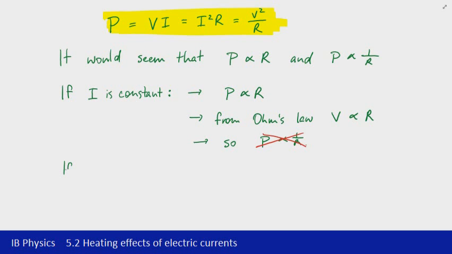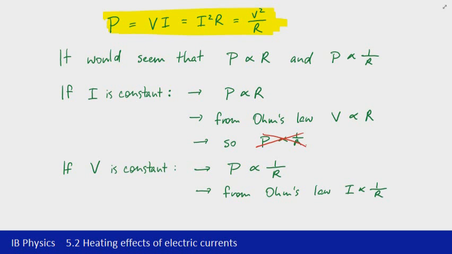The alternative then is if V is constant, and we're going to see very much the opposite. So we have then the proportional relationship will be that P is proportional to 1 on R, and again from Ohm's law we would see that the proportional relationship we're dealing with there is that I is proportional to 1 on R. So in this case, if we increase the resistance, that means that the current's going to decrease, considering that the voltage is constant. So increasing the resistance, the current decreases.